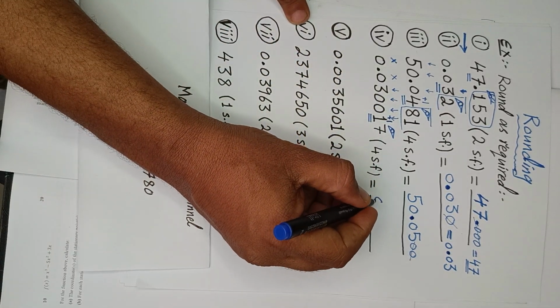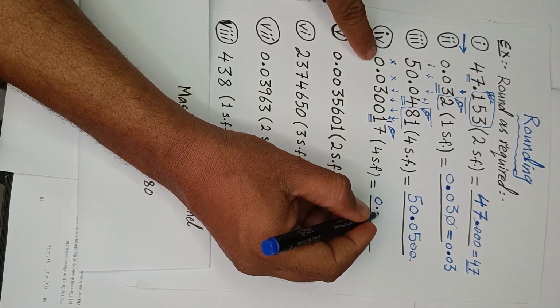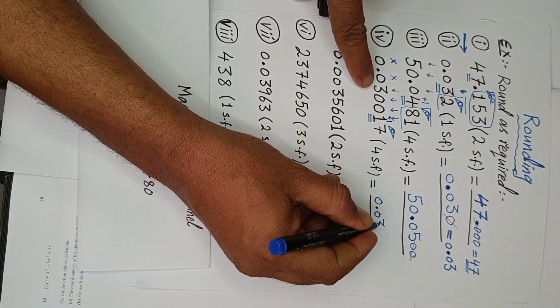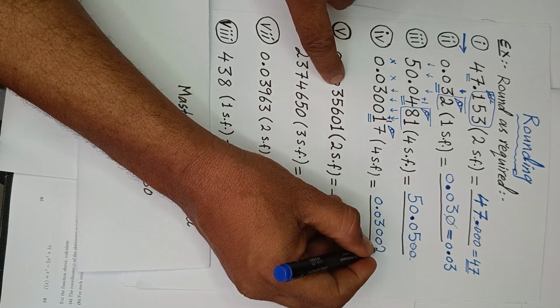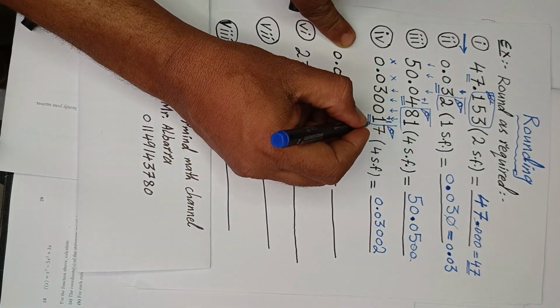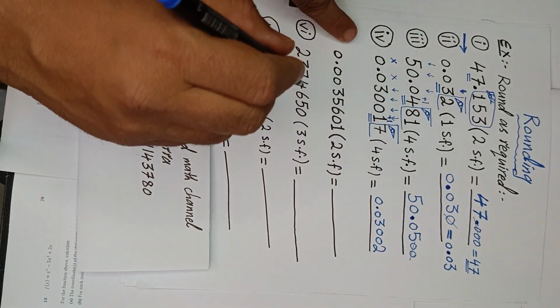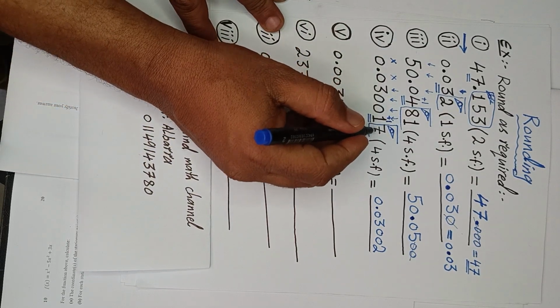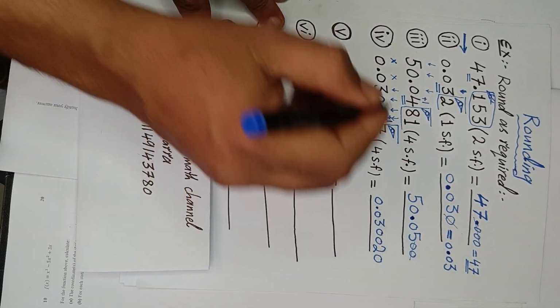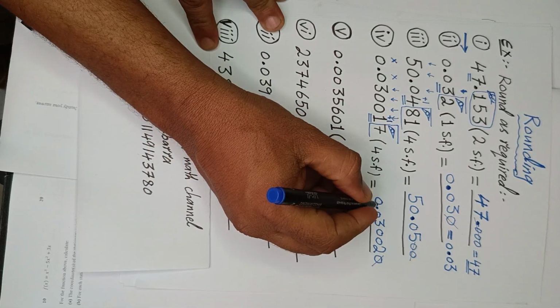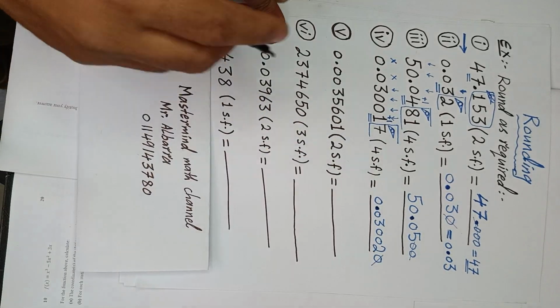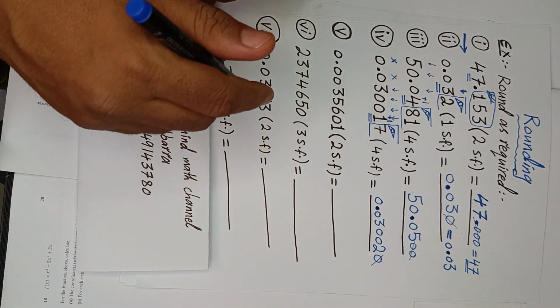So the answer will be 0, copy from the left, 0.0300, 1 plus 1 is 2. And from the eye until the end, you change these digits with zeros. I will ignore this 0. You know why? Because it's to the right on the decimal period, on the decimal place. So the answer is just 0.03002.